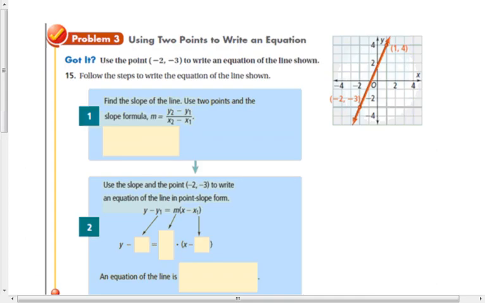All right, the next thing we're going to do is learn how to write an equation with 2 points using this new form. And so the first thing we need to do, again, our form is right here: y minus y sub 1 equals the slope times the quantity x minus x sub 1.